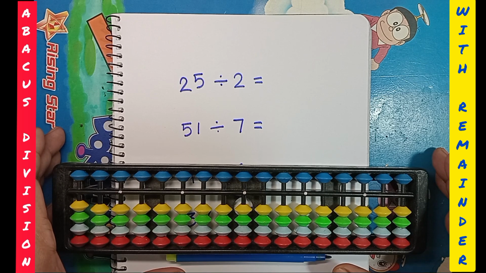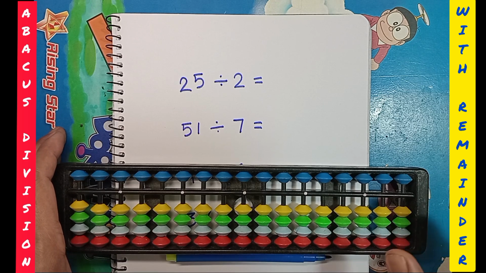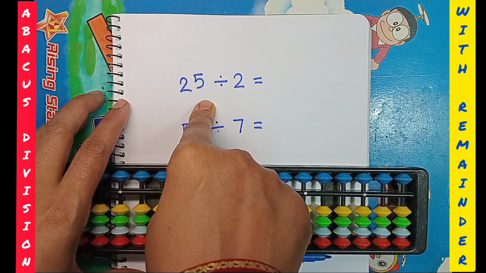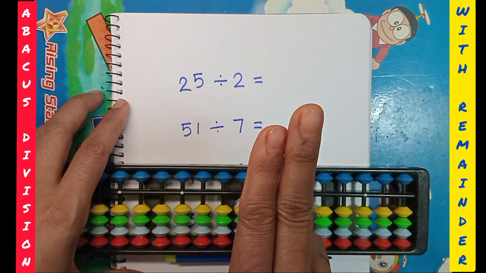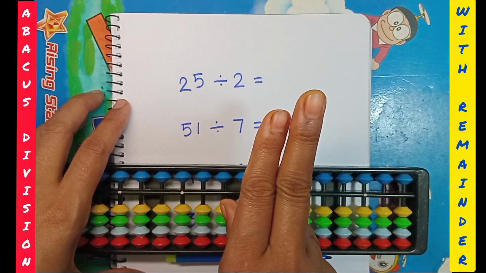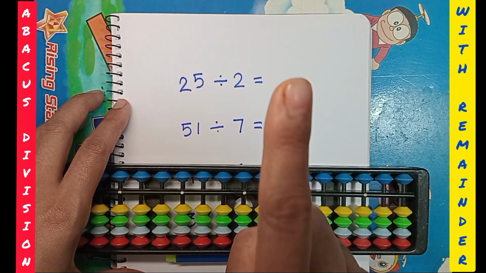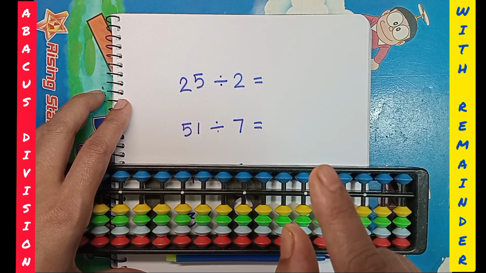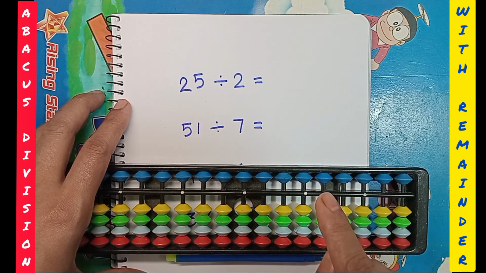In this lesson we will learn Abacus Division with remainder. Before we start, let's revisit the way to place the actual sum, or the dividend, and the divisor on the Abacus kit. The rule says: number of digits in the dividend is 2, minus number of digits in the divisor, which is 1. 2 minus 1, again minus 1, that is compulsory. The answer is 0. So we will start placing the actual sum or the dividend from the 0 rod.